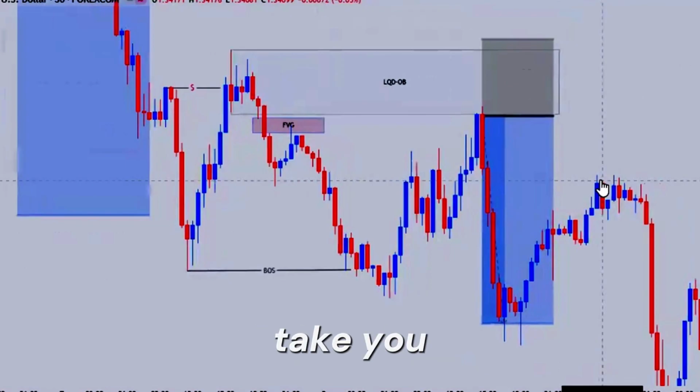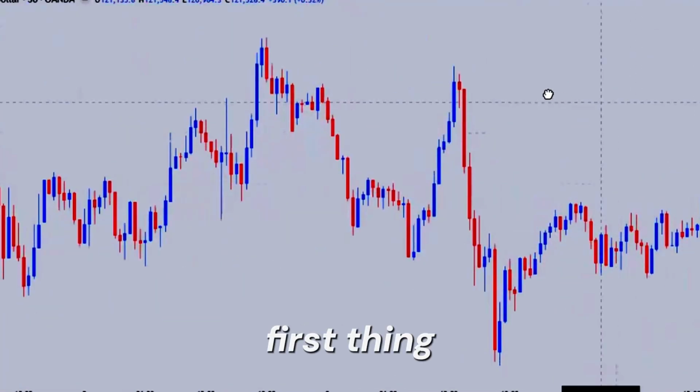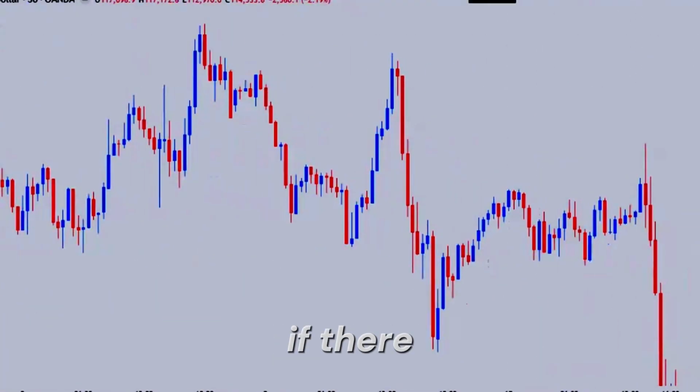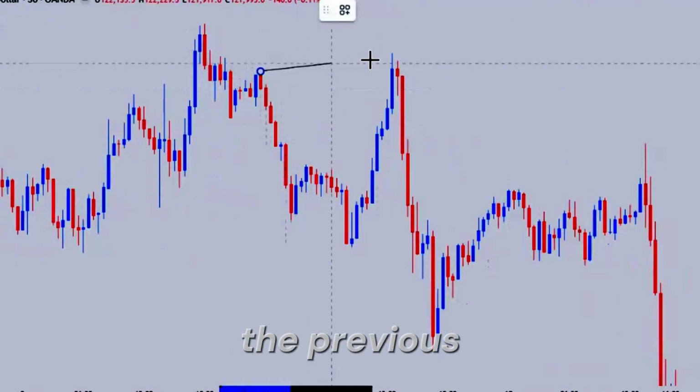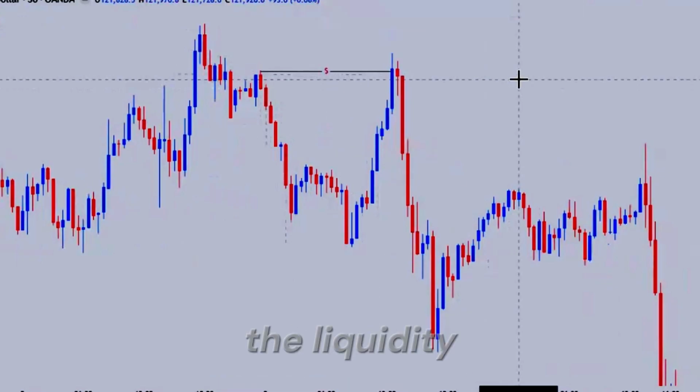Guys, let me take you through what happened on BTC USD on Friday, and a lot of people missed out on those trades. So this is BTC USD. The first thing you will do, you have to check out if there is an order block that grabbed liquidity previously. So now this happens to be a previous high that market had to take out. So you have to know this one to be the liquidity order block.